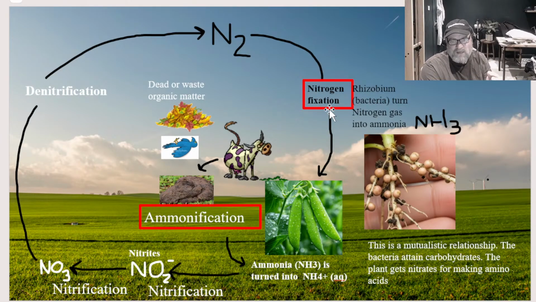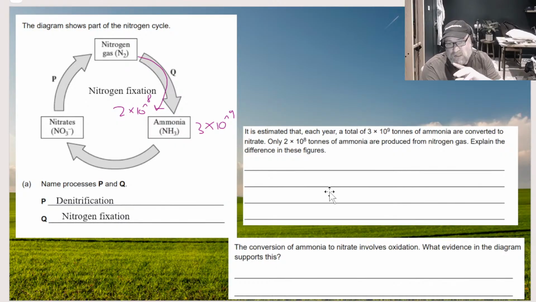So it's nitrogen fixation for that one. This one also makes ammonia, same product but slightly different process. Anyway, back to the question, because I get caught up waffling. This question here is saying, well, look, it's saying 2 times 10 to the 8 of ammonia are made from nitrogen fixation.